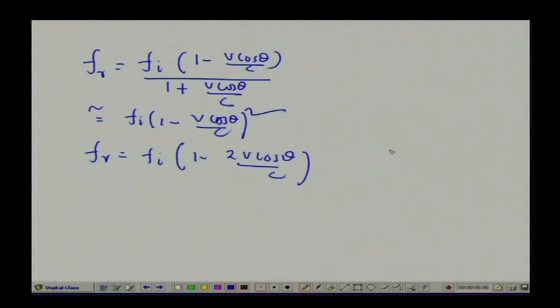Now, please note that V cos theta is much less than C. So, Fr will come up as 2.366 megahertz, right. Even though it is small, this is it, where 2.4 is Fi. So, the received signal is like this. Now, the input signal we can write like this.